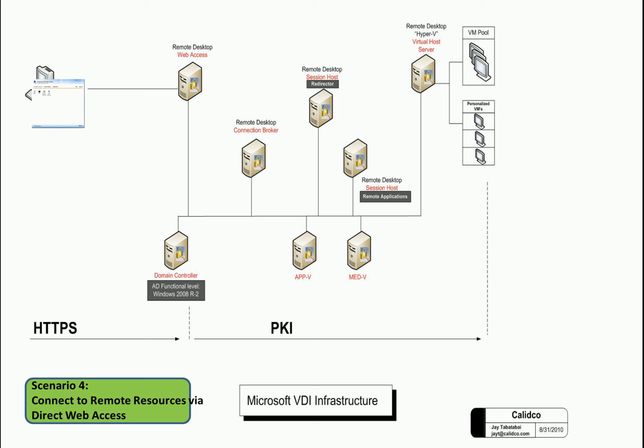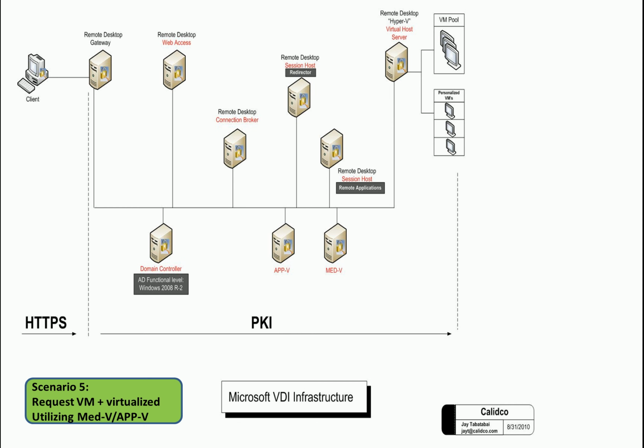And the last scenario shows how MED-V and App-V can be integrated, injecting, let's just say, IE6 that has to be delivered to the user because they have an older application that does not run on IE8, or maybe applications that are 32-bit or 16-bit that are not migrated to Windows 7. And then we are serving Windows 7 from the pool of VMs or personalized VMs.